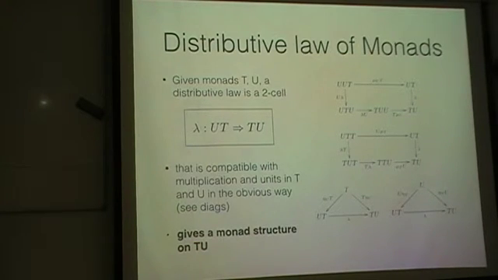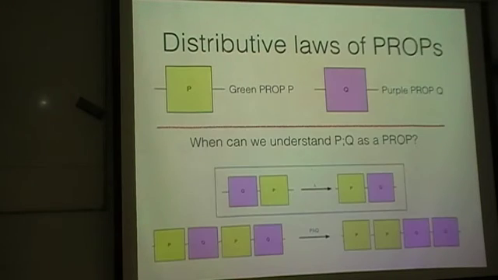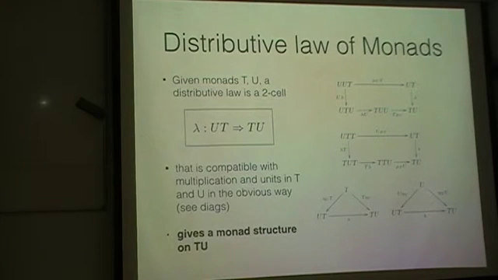Okay, and since we know that monads are the same thing as categories, this goes back to this slide. If I can show that lambda is actually a distributive law, then I can make this formal thing, P composed with Q, an actual prop, right? So let me give you some examples, because there are loads of examples of this happening.